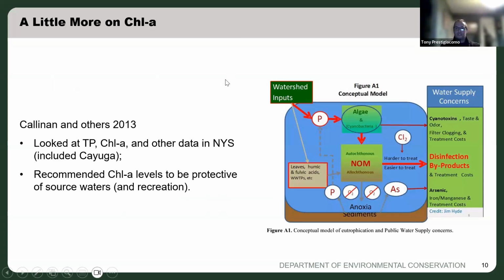In Appendix A, there's more on how these targets were developed and reference to previous studies by Cliff Callinan and others, as summarized nicely in a paper in 2013, which looked at total phosphorus, chlorophyll A, and other data related to source waters in New York State, which included Cayuga Lake as one of those observations, along with the other 10 Finger Lakes. From that paper, the recommended chlorophyll A levels were provided to be protective of source waters and recreation.